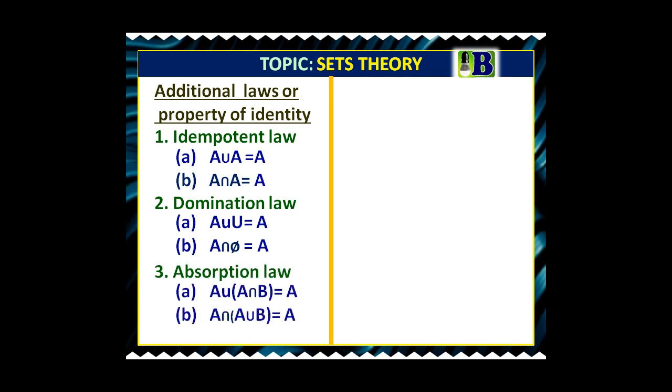Then we have the absorption law, which says that A intersect (B union A) is still going to give you A. Then A union (B intersect A) is still going to give you the set A. We're going to discuss another additional law, the laws of complement.